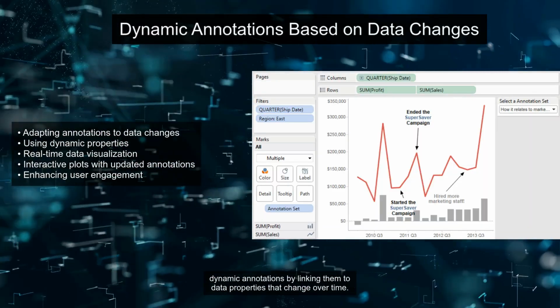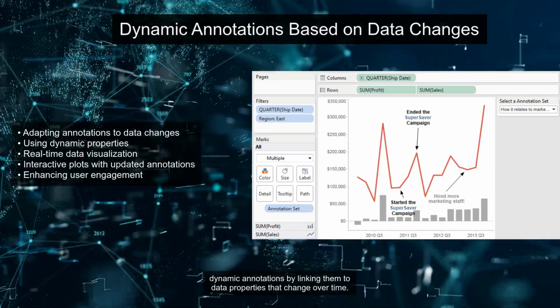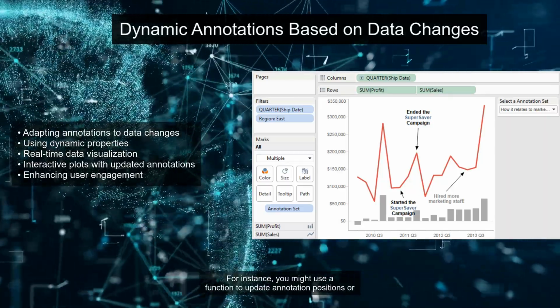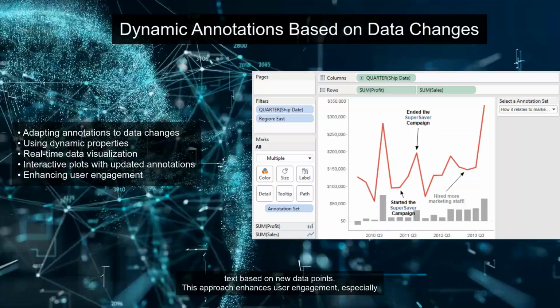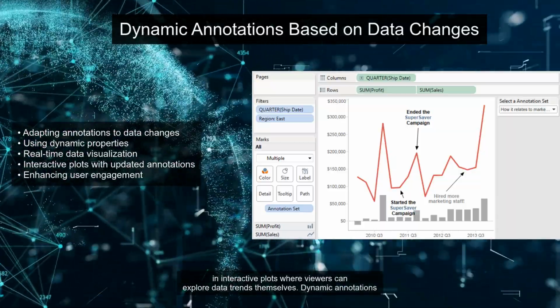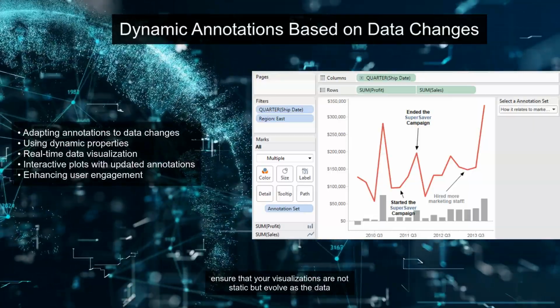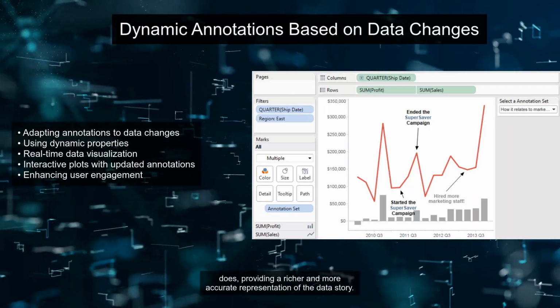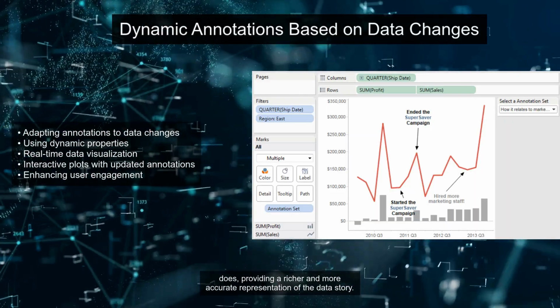In Matplotlib, you can achieve dynamic annotations by linking them to data properties that change over time. For instance, you might use a function to update annotation positions or text based on new data points. This approach enhances user engagement, especially in interactive plots where viewers can explore data trends themselves. Dynamic annotations ensure that your visualizations are not static but evolve as the data does, providing a richer and more accurate representation of the data story.